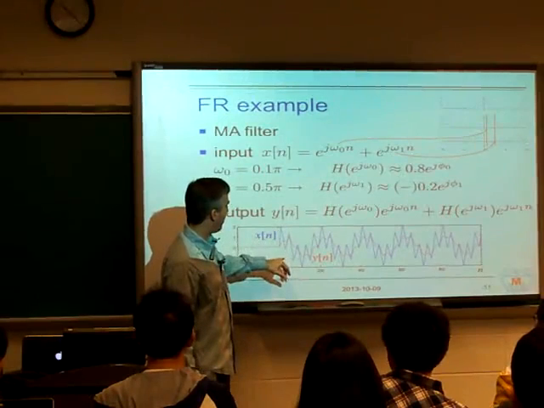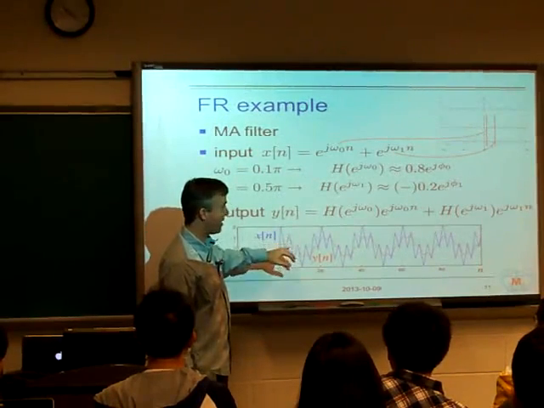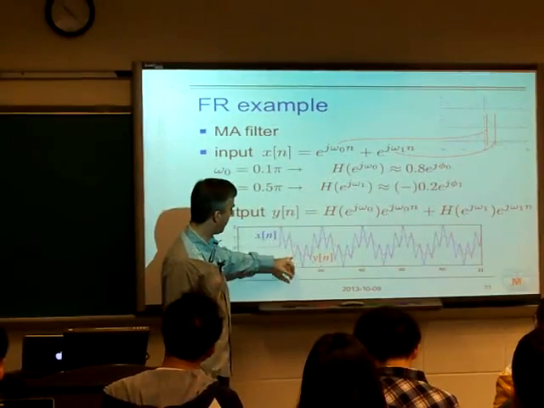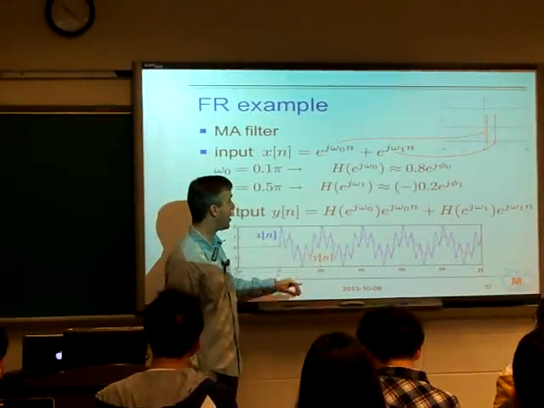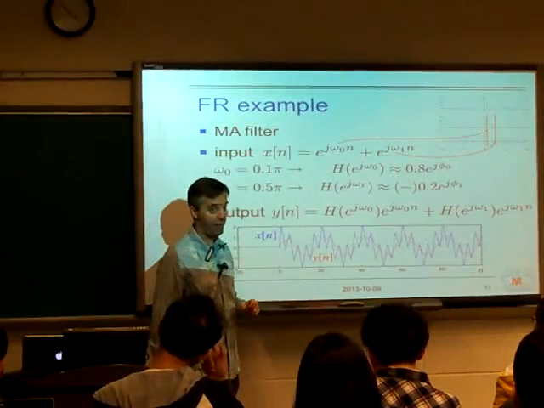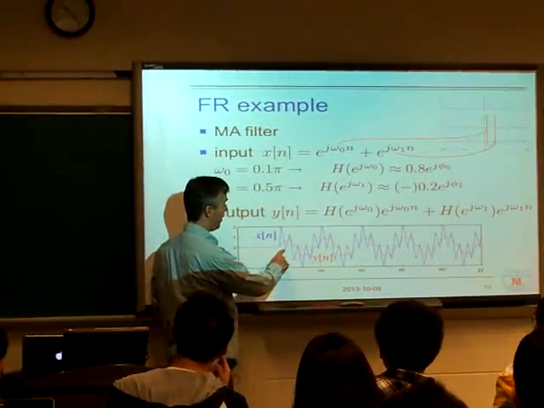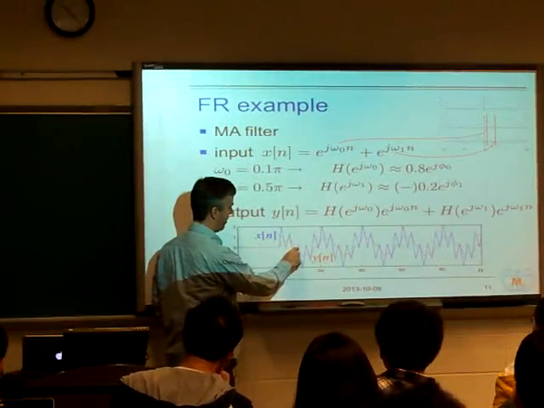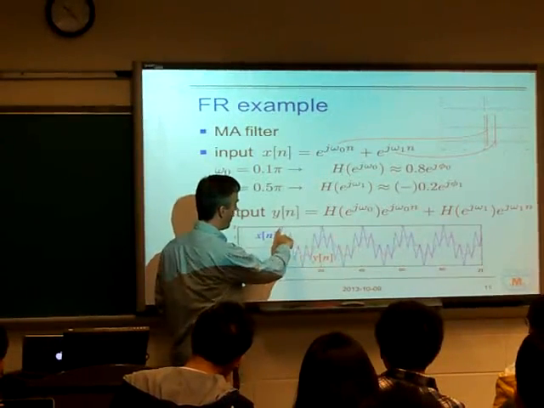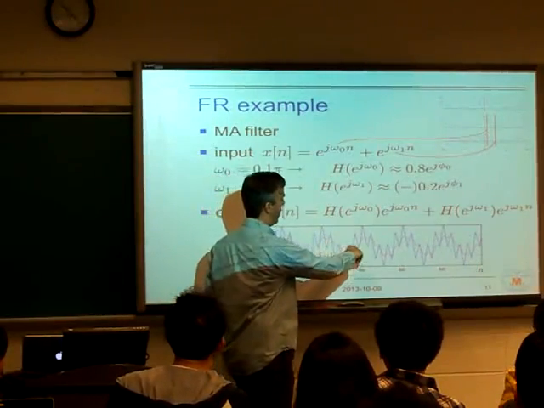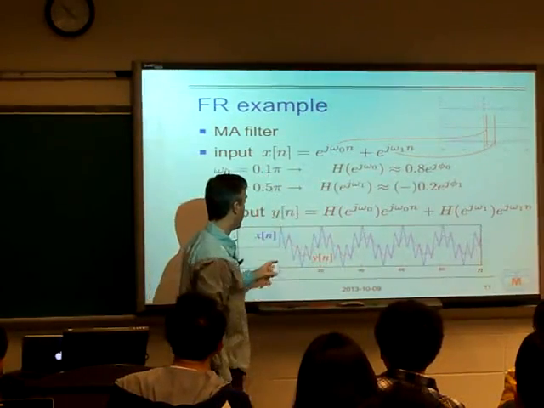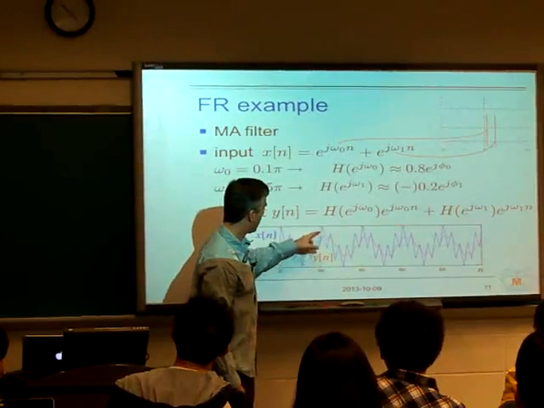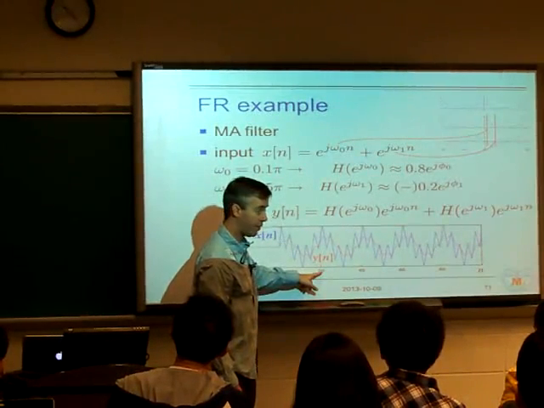The blue line is the input. I haven't stemmed these; I've just connected them. But you can see that the rapid variations here are the 0.5 pi radians per sample sinusoids, because it just goes 1, 0, minus 1, 0, 1, 0, minus 1. And then that's superimposed on this slower sinusoid, which is a 0.1 pi sinusoid, which you can see is completing one cycle in about 20 samples here.